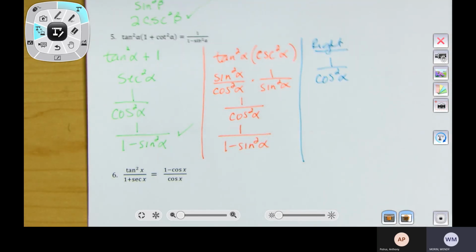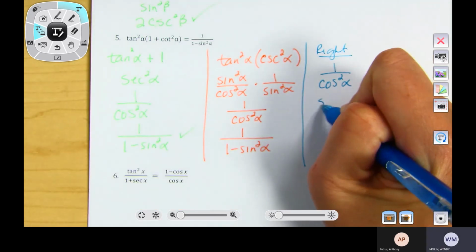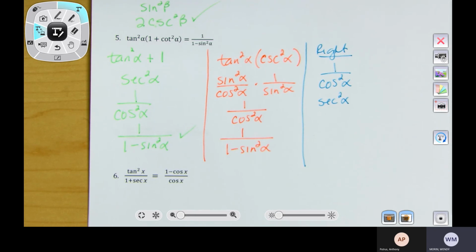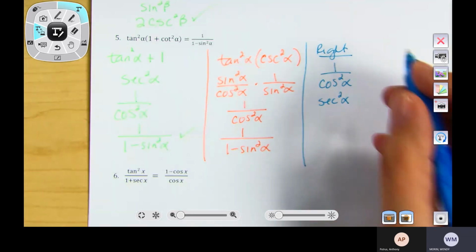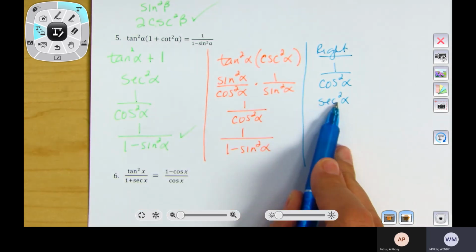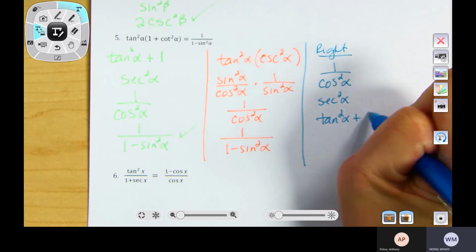And again, I'm trying to get to this. So I'm going to change this to secant squared alpha. And then I'm going to change that, again, I'm trying to get to tangent and cotangent. How is cosecant squared related to tangent? It's tan squared plus 1.